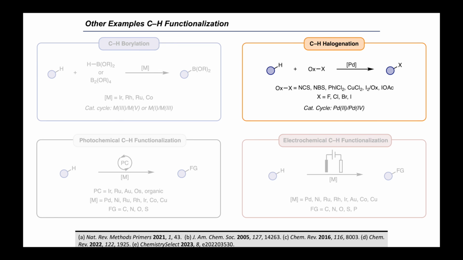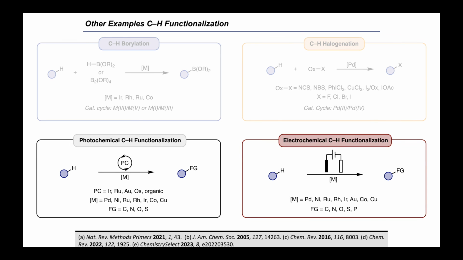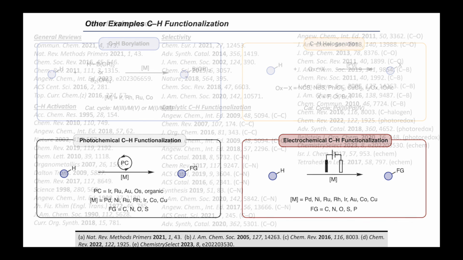C-H halogenation reactions operate through similar mechanisms to C-H amination and oxygenation, though the field has mostly been limited to palladium-catalyzed methods. Photochemical and electrochemical C-H functionalizations have been emerging as powerful C-H functionalization strategies, since they allow for many of the same reactions we discussed earlier to be conducted under much milder conditions, and are currently highly active fields of research.